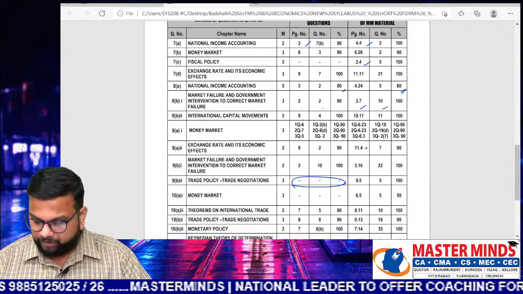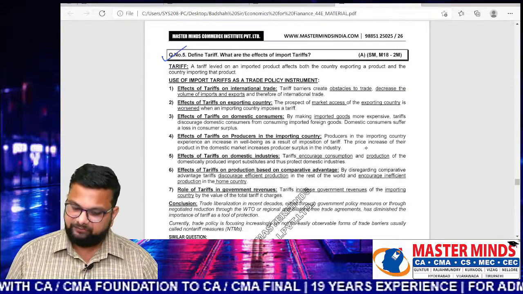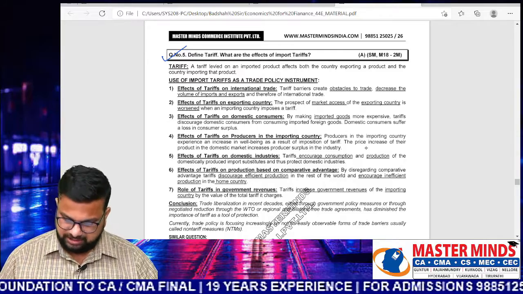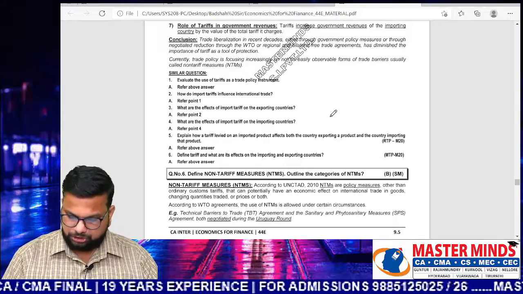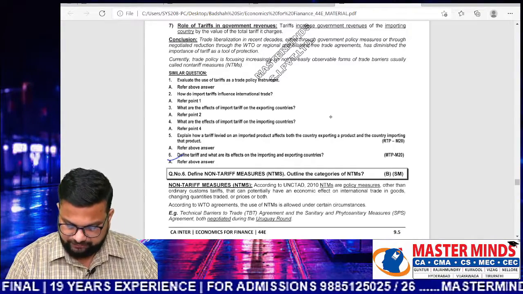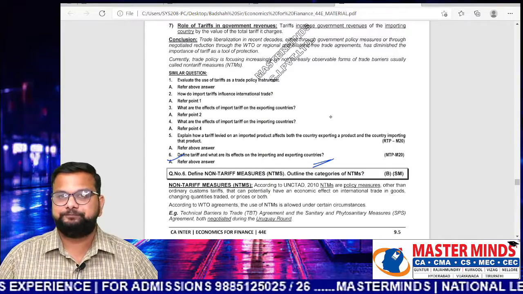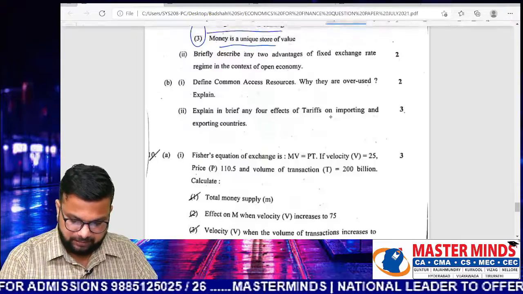Page number 9.5, question number 5: define tariff. What are the effects of import tariffs? That means how it will affect both importing countries as well as exporting countries, Nana. If you look at the similar questions below that question, we have given: define tariffs and what are its effects on the importing and exporting countries. Right now, so this question is also covered in our masterminds material.